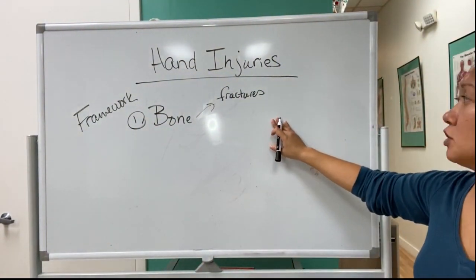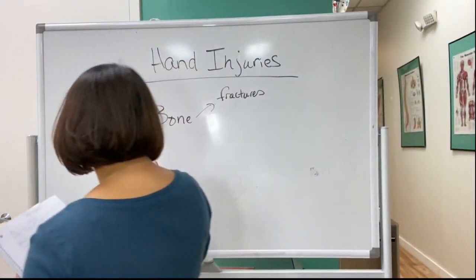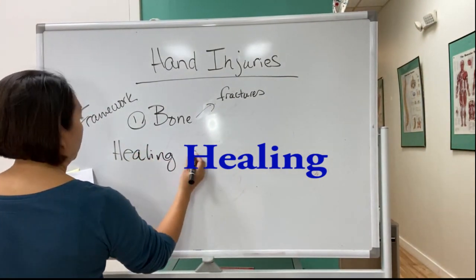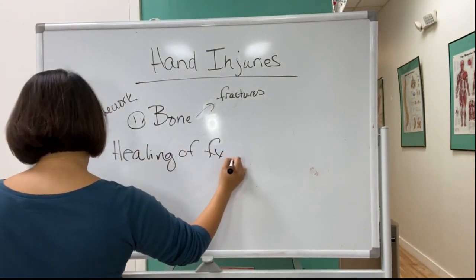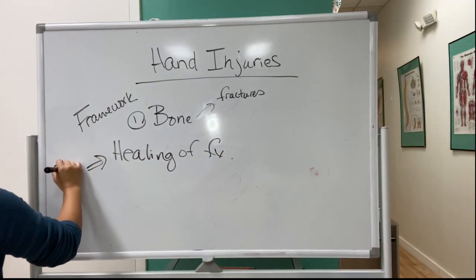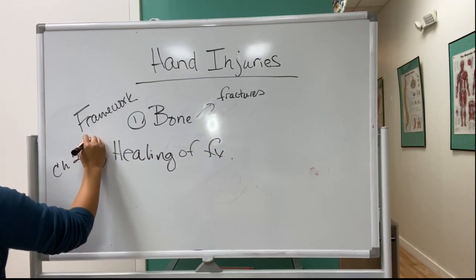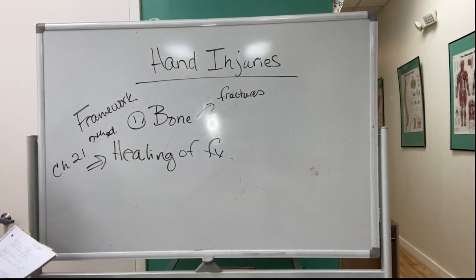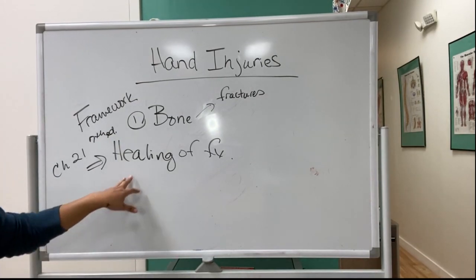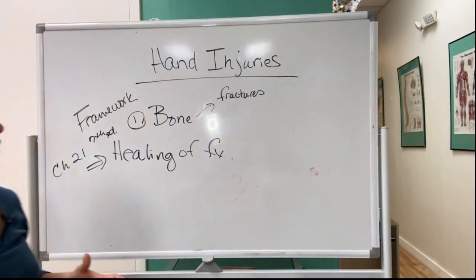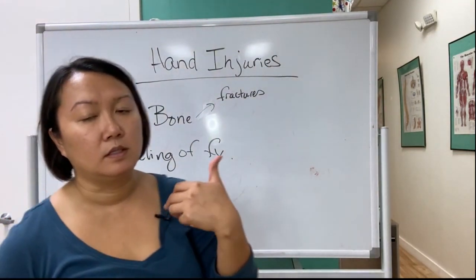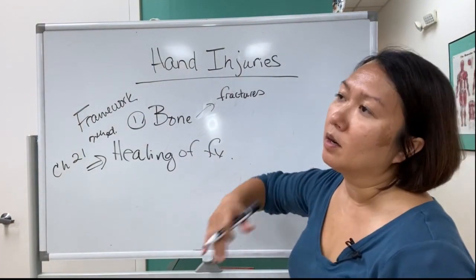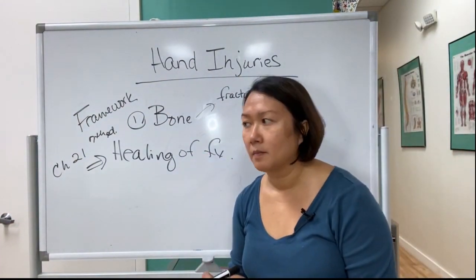So when it comes to fractures, we need to know the concepts of healing of fractures. This is going to come straight out of chapter 21 in the 7th edition book, page 264. It really is a short, easy chapter, and a lot of times when I teach, I grab very specific concepts from there. I'm grabbing the most important things.